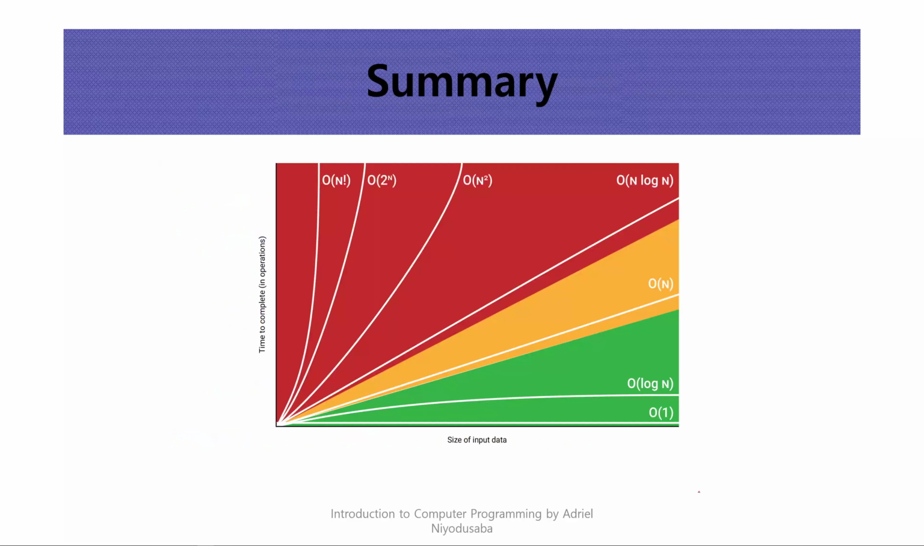And here we have a quick summary. Remember that O of 1 is the constant time, doesn't change regardless of the inputs. Log n, very fast. The time required increases linearly as the inputs increase exponentially.